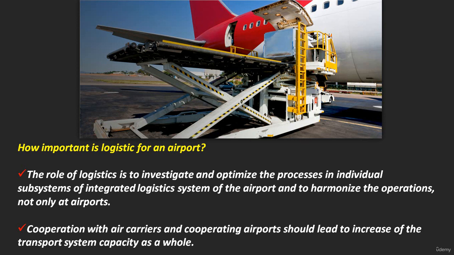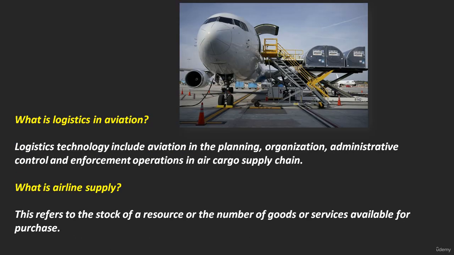So what is logistics in aviation? Logistics technology includes aviation in the planning, organizing, administrative control, and enforcement operations in the air cargo supply chain. These individual components are connected to the carriage of cargo in collaboration with intermediaries of air freight, airports, airlines, and air traffic services. So what is airline supply? This refers to the stock of resources, the number of goods or services available for purchase. In aviation, supply may refer to the number of available flights and seat capacity.